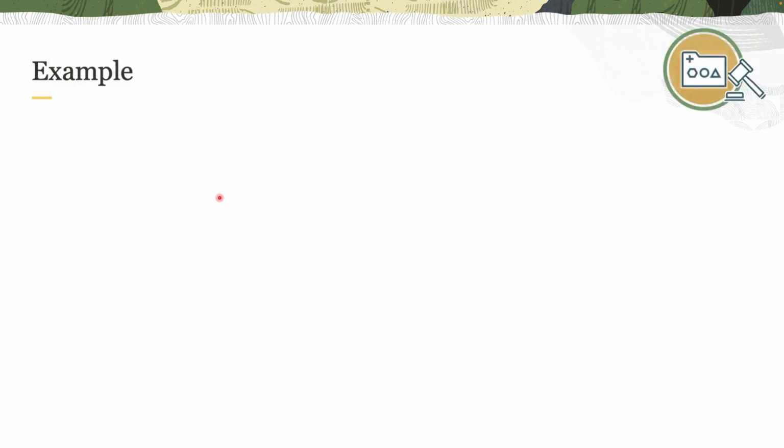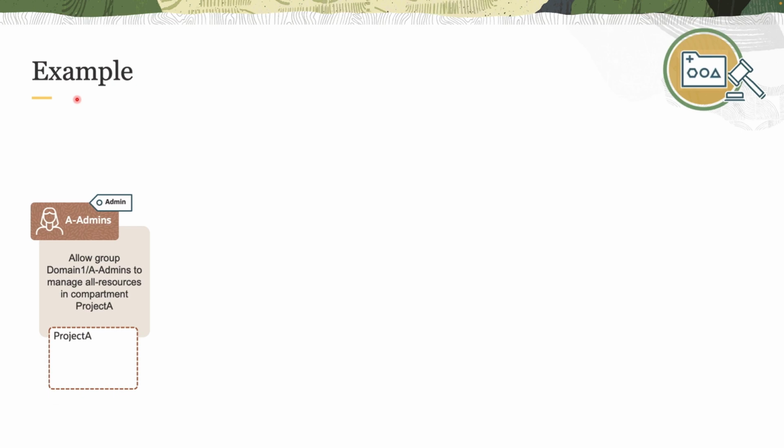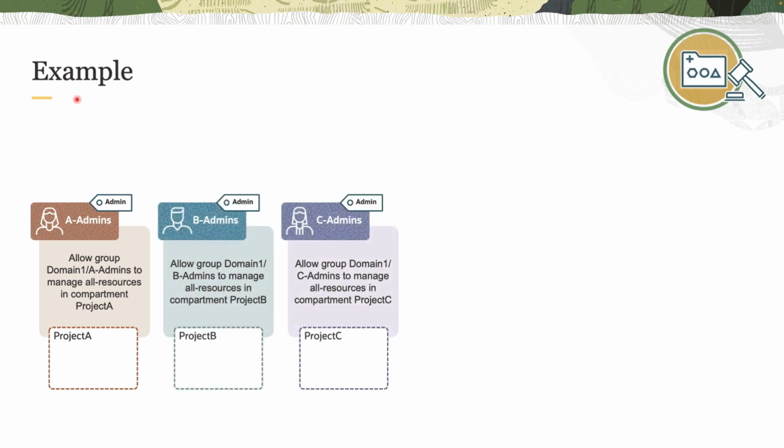Now we will see two examples to see how these variables can be used in real life. In our first example, we have three compartments: project A, project B and project C. For each compartment, there is an admin group set up: A admin, B admin and C admin. And all three admin groups are tagged with the employee group namespace and key definition role with the value set to admin. And also each admin has full access over their compartment through the policies.